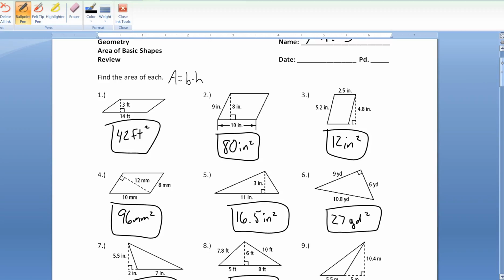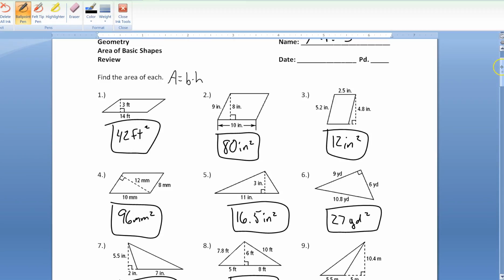The first one's straightforward, 14 times the 3. The second one's got to be the 10 times the 8. You ignore the 9 because, again, the base is 10, the height is then 8 because those are perpendicular to one another. The next one, the 2.5 is the base, the 4.8 is the height. Number 4 is probably the trickiest one, where the base is actually the 8. Kind of turn this thing to that perspective. So the 8 is the base, the 12 is then the height. Again, base and height have to be perpendicular.